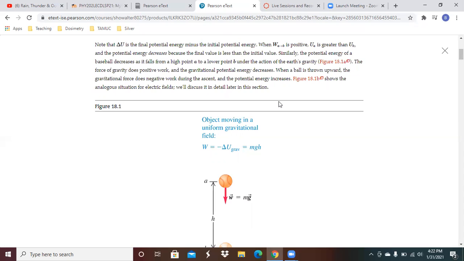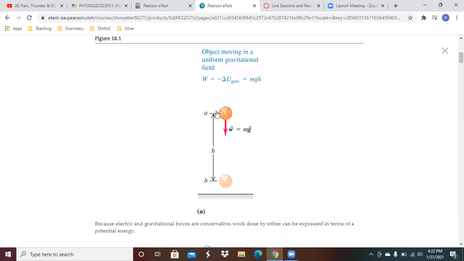So you can see the analogy here in figure 18.1b. It shows the analogous situations here. So you got the ball, it's falling, positive work is being done, and it is the same as minus the change in the gravitational potential energy, because as it falls from here to here, that actually decreases. Well, the amount of work being done is positive, so you put the minus sign there, and that's how you arrange it to make it work.